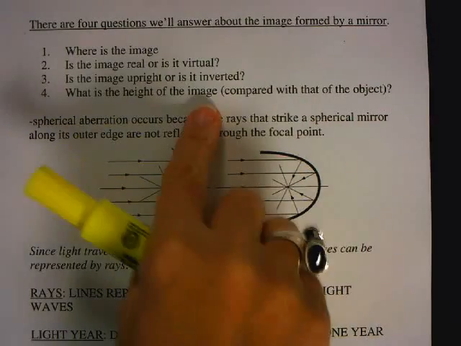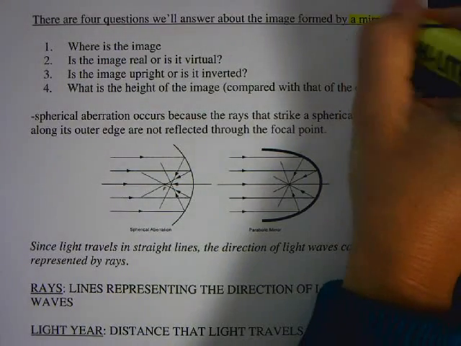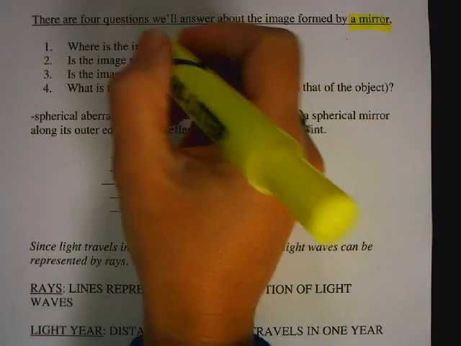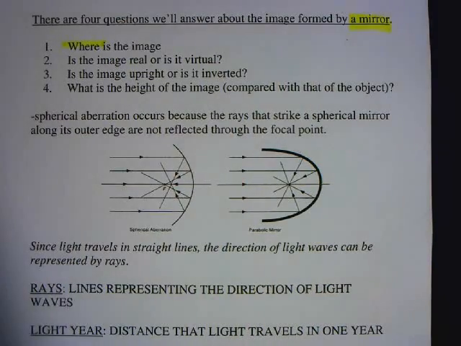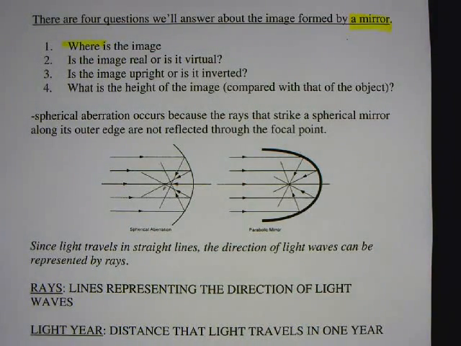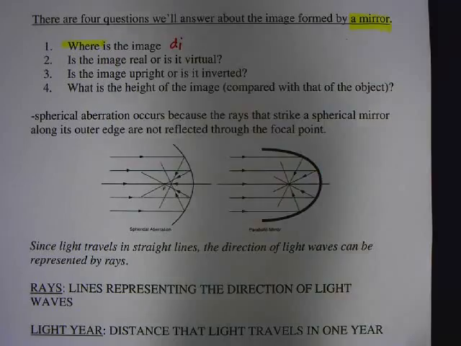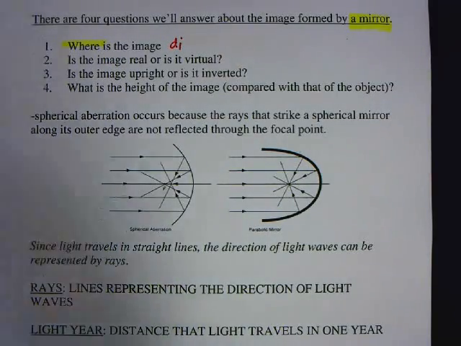Oh, this is in general. Whenever we're doing problems, whether they're convex or concave, and we're doing anything with a mirror, there are 4 questions that I can ask you. So you have to think about this when we have our test next week with our FRQs. The first question is, where is the image? When I ask you where is the image, that's di, the distance of the image. That's what where is the image means.